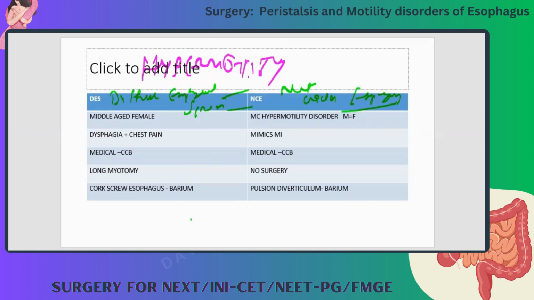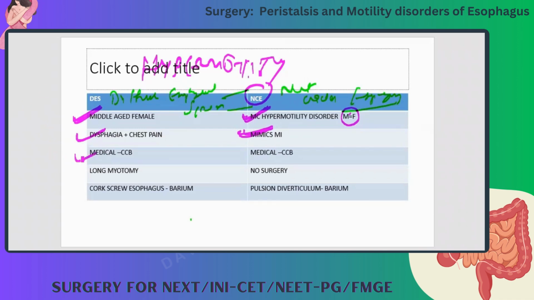So look at this. Nothing much here. This is seen in middle-aged females; males are equal to females. And the most common hypermotility disorder is nutcracker esophagus. Two hypermotility disorders we are discussing: one is diffuse esophageal spasm and one is nutcracker esophagus. The symptoms are dysphagia and chest pain. It mimics MI, myocardial infarction.